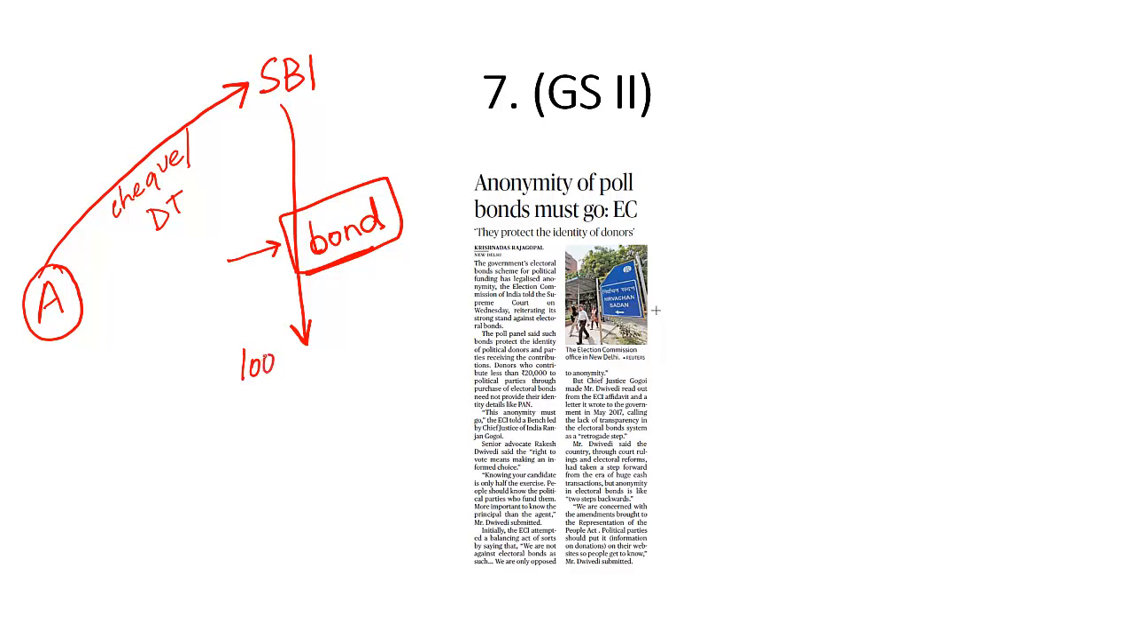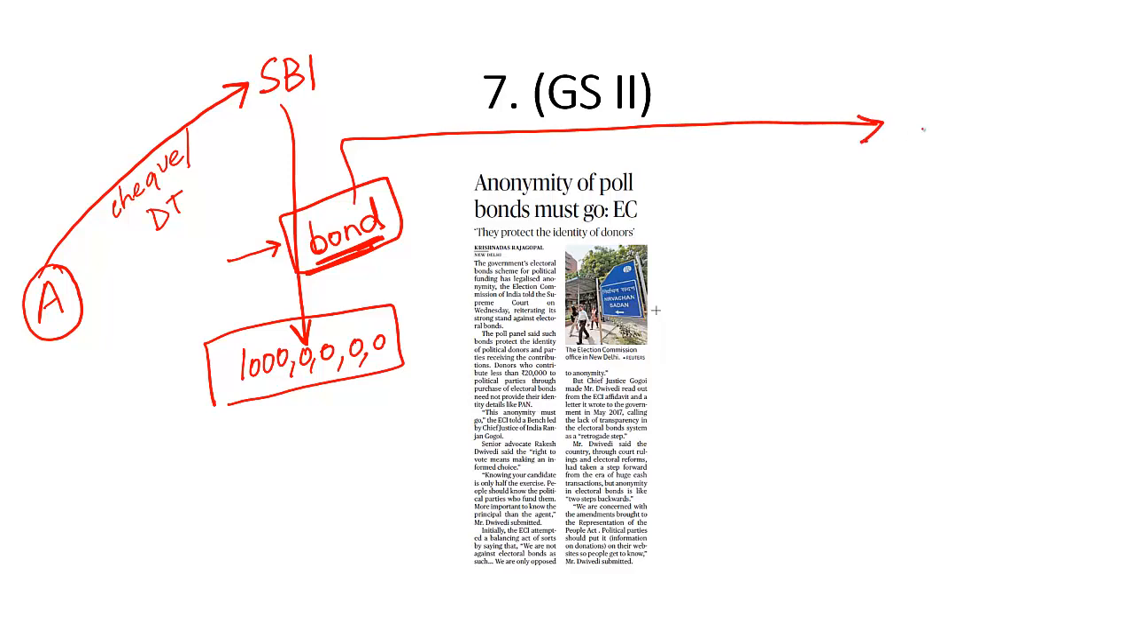It can be 1000 rupees, it can be 10,000, it can be 1 lakh, it can be 10 lakh, it can be 1 crore. And when this electoral bond is issued to me, I can deposit this electoral bond in the bank account of the political party of my choice. But this bank account should be with a registered bank, that means it will come under the ambit of the Reserve Bank of India.